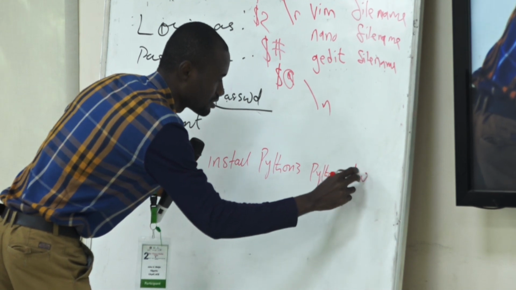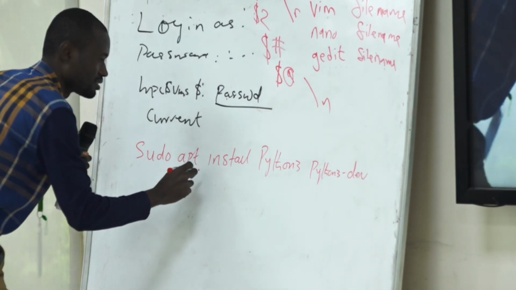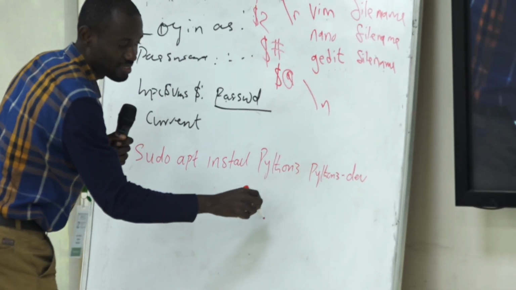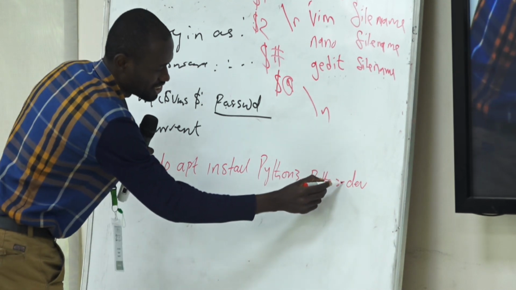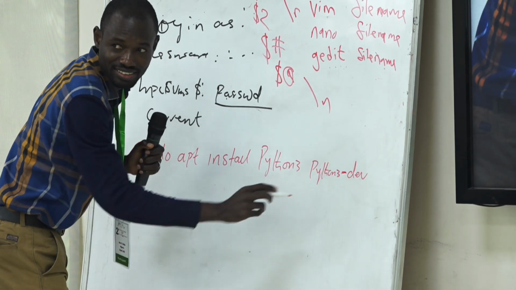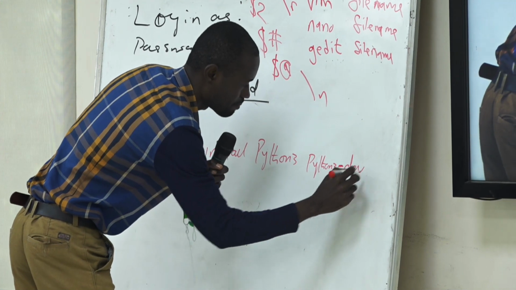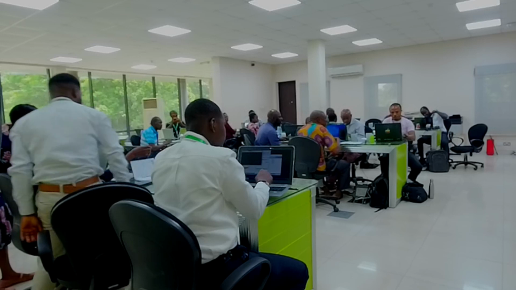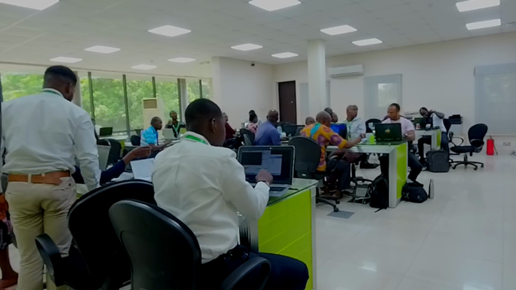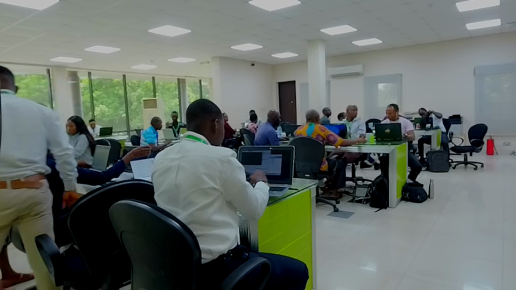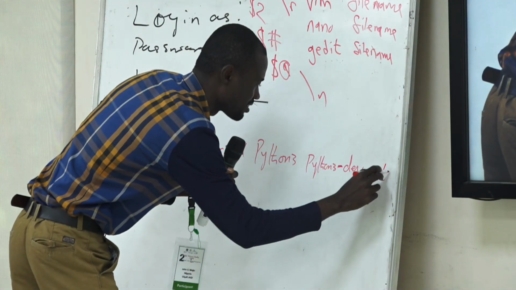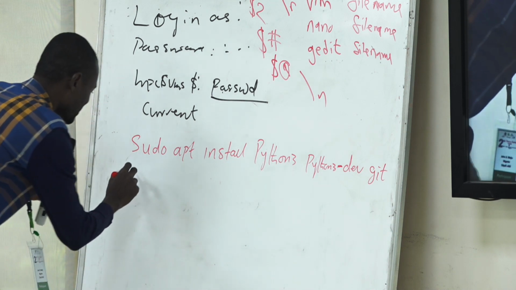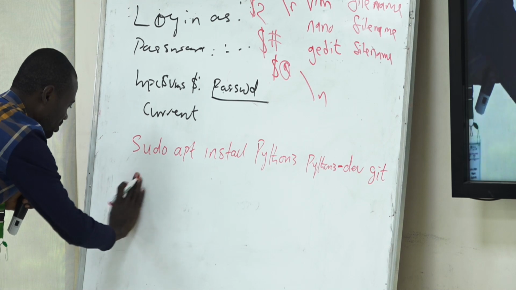There's space between the python and the 3. Yes, it's joined together, python3 hyphen dev. Yeah, it's not separated. No, all small letters.